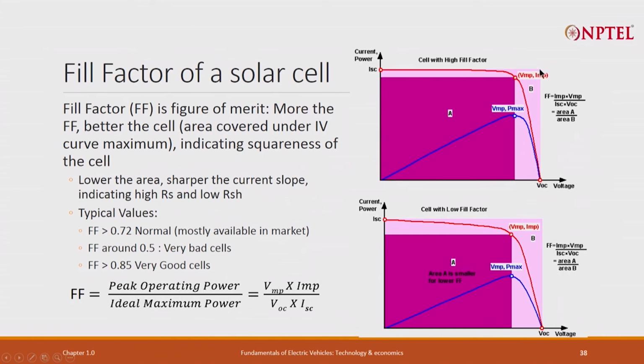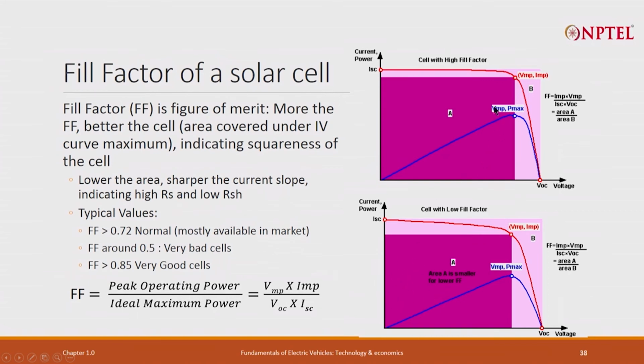Of course, simultaneously it will not happen, but this says what fraction of maximum possible power. You take VOC and ISC, and take VMP and IMP, and that gives you the fill factor. If you see this cell, at the maximum power point the current reduces quite a bit, and the shaded area is smaller than in this case. So here the fill factor is not that good.